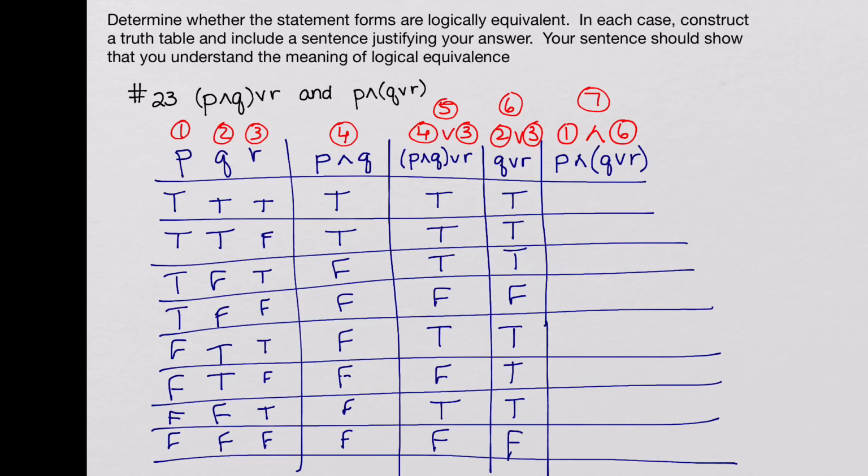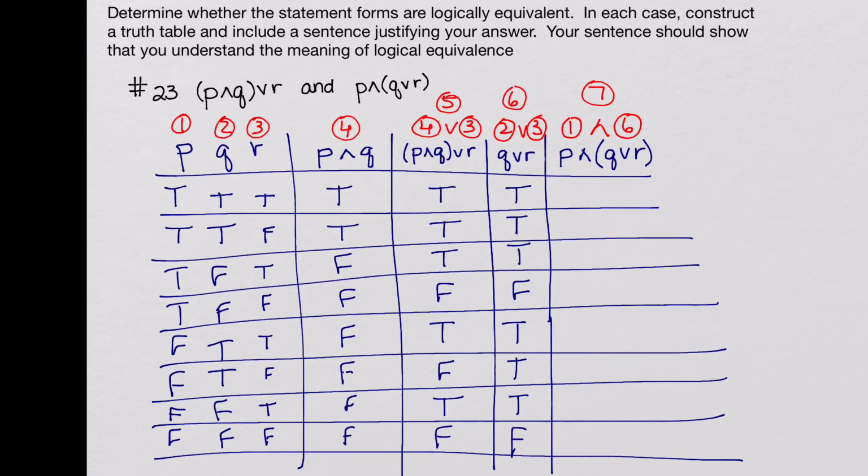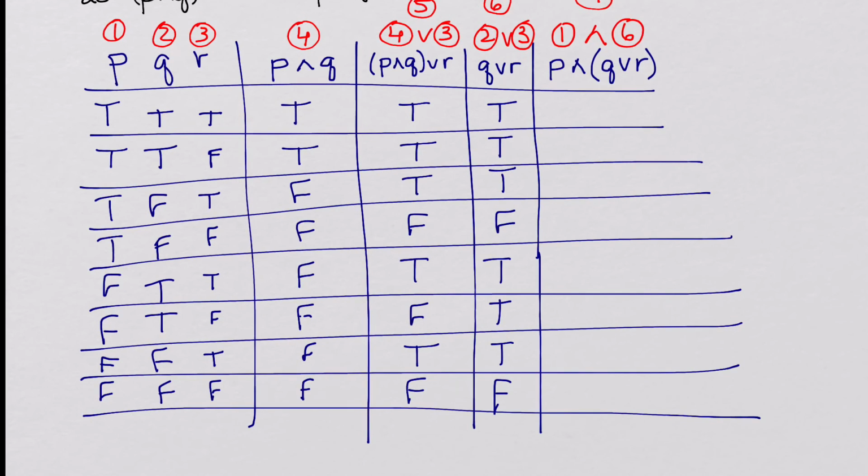So we're ANDing together 1 and 6. So if there is any false in it at all, it turns out false. So we get true, true, true, false, false, false, false, and false. Okay.